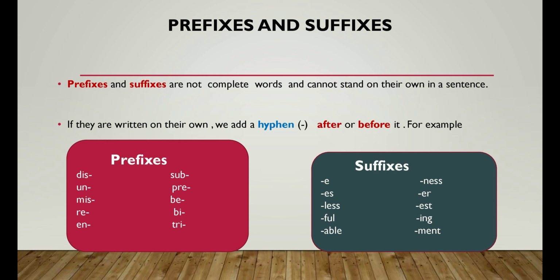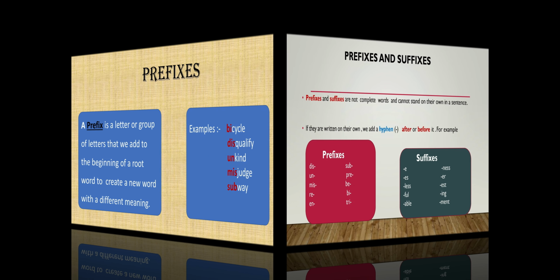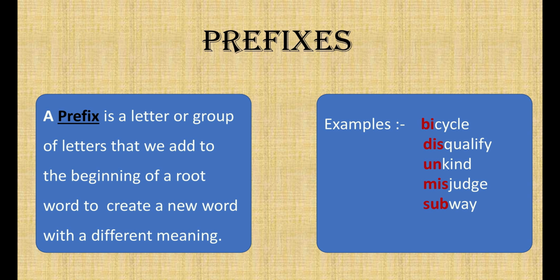For example, dis, un, mis, re, en, sub, pre, be, bi, tri are all examples of prefixes. And es, less, full, able, ness, etc. are suffixes. The word prefix is derived from Latin language where pre means before and fix means to attach. A prefix is a letter or group of letters that we add to the beginning of a root word to create a new word with a different meaning.